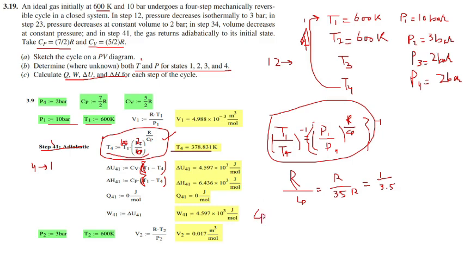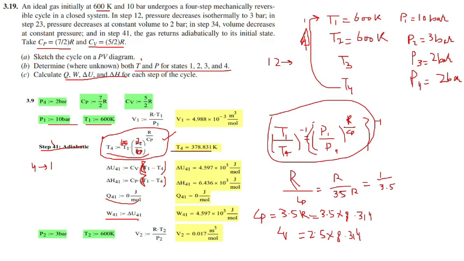Cp is 3.5 into R. Okay, just put the value for R. R is 8.314 joule per mole per Kelvin. So 3.5 into 8.314. While for Cv it is 5 by 2, which is 2.5 into 8.314. Okay, you can find it by this. For adiabatic process, Q is 0, while for adiabatic process, work is equal to delta U. So that's how you will solve it.